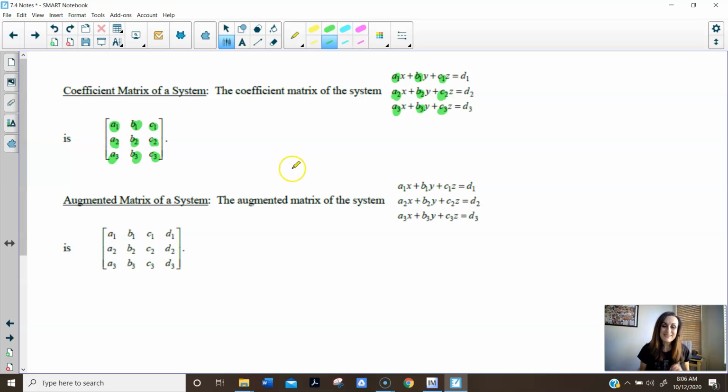Now, an augmented matrix, which is what we'll be using today, is we use the coefficient matrix, A1, B1, C1, and then equals, and then whatever this number is represents your D1. So the first equation, we have A1, B1, C1, D1. When we write the augmented matrix, we use A1, the first coefficient, B1, the second coefficient, C1, the third coefficient, and then equals D1, whatever that constant term is. And you can see here, we set up the augmented matrix.